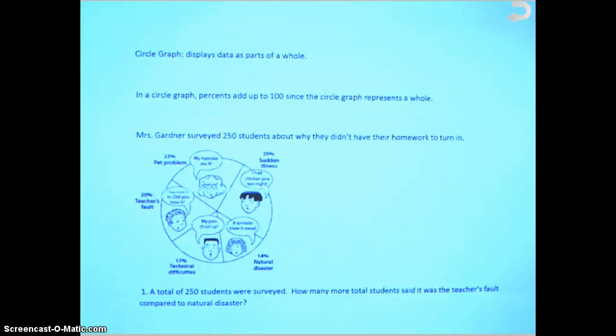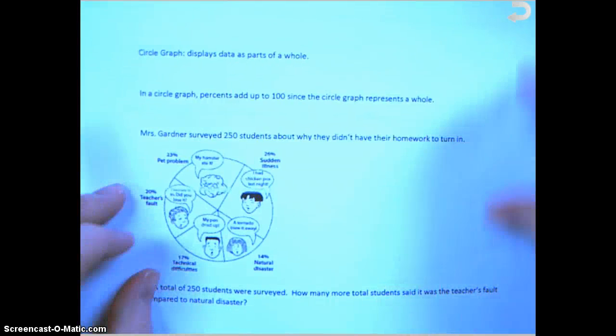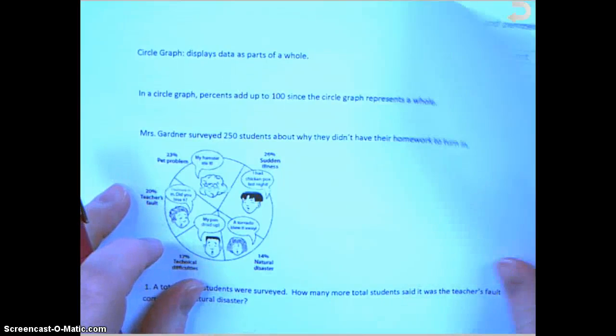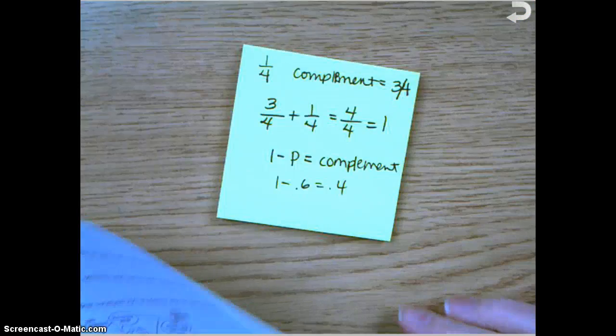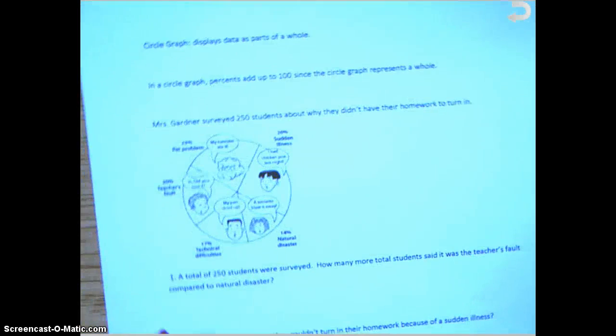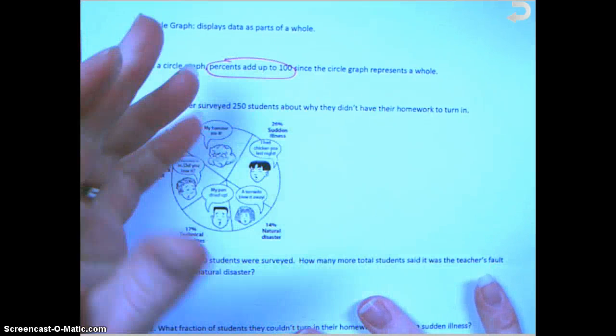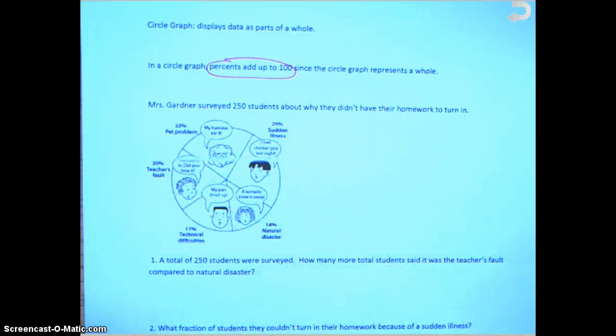Okay, so this video is going to be with circle graphs, and a circle graph is going to display data as parts of a whole. So it's going to display data as parts of a whole. In a circle graph, the percents have to add up to 100 since the graph is like the whole amount of data.